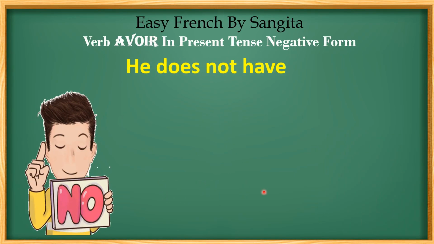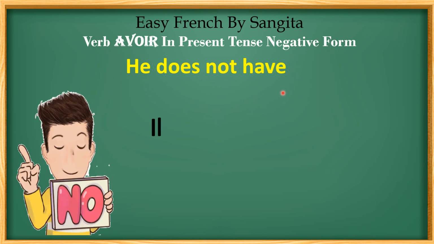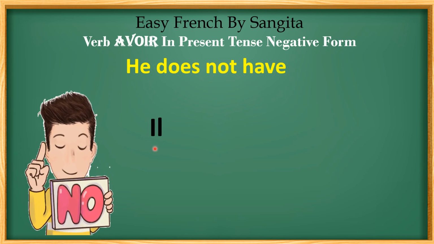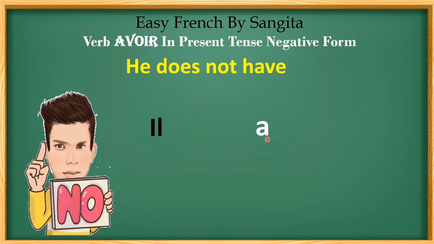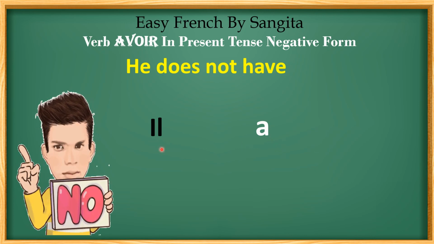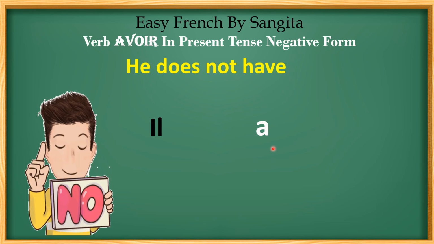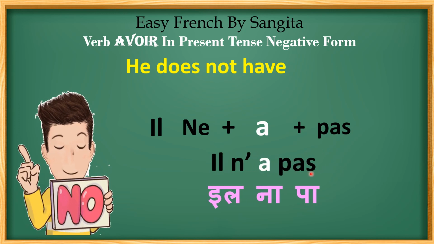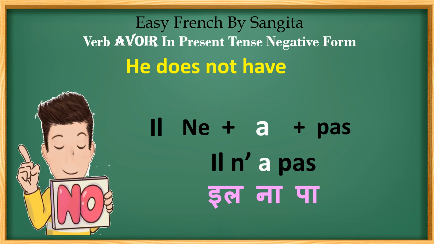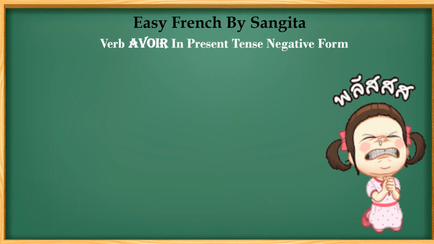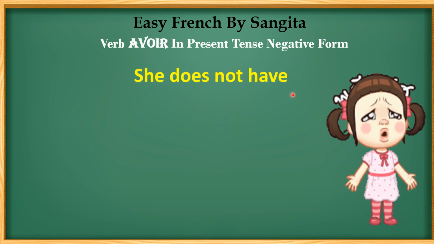Now next is the il form. So he does not have. For he we use the pronoun il. So il a is the verb conjugation. Il a means he has. Now ne and pas on either side. So it becomes il n'a pas. Il n'a pas means he does not have. Clear? Now next is she does not have.